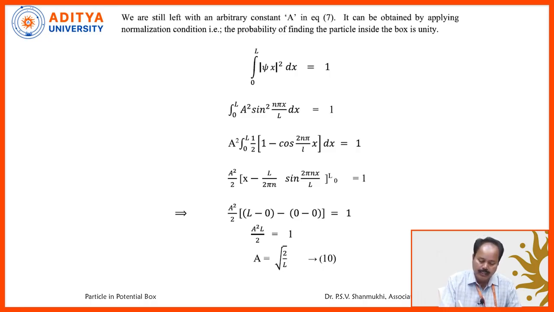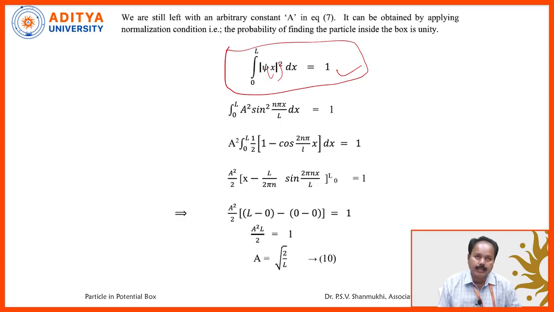The normalization condition in the case of a one-dimensional system is the integral from 0 to L of mod psi squared dx equal to 1. What is psi actually? Psi is A sin(n pi x / L). That is what we know. Substituting that in this equation, we get the integral of A squared sin squared(n pi x / L) dx.